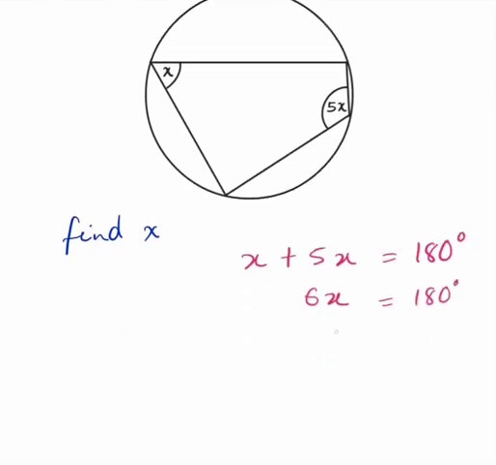Solving for x, I use reverse operations. The 6 is multiplying on this side. If I move it to the other side of my equal sign, I will have 180 divided by 6, which in this case is going to give me 30 degrees. And that's our solution. X is 30 degrees.